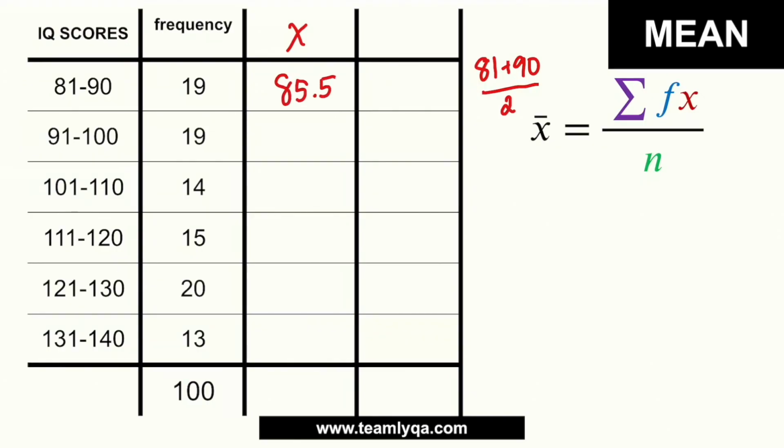Tapos, we will do it with 91 and 100 uli. So, 91 plus 100 over 2. So, that is 191 divided by 2, magiging 95.5. Now, hindi ko na siya manually gagawin sa lahat kasi this is a quick trick that I use when I answer statistics, lalo na sa mga exams na may time limit.